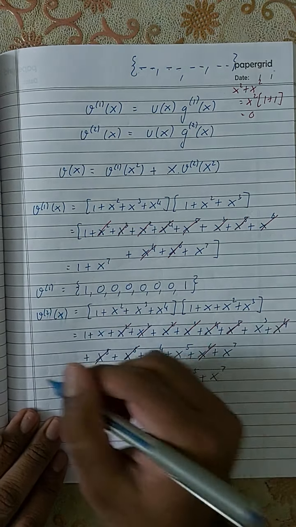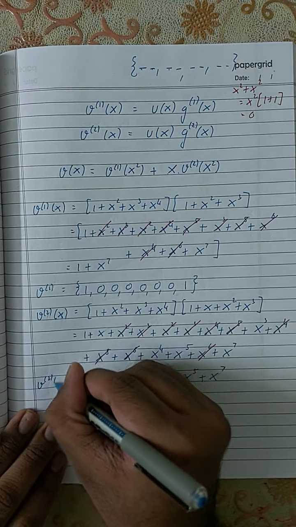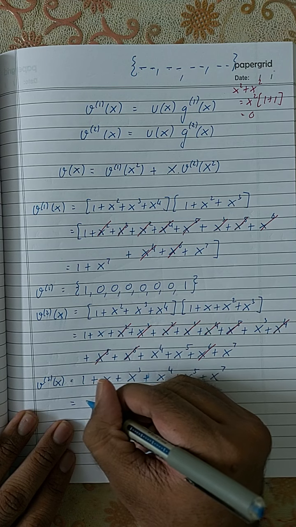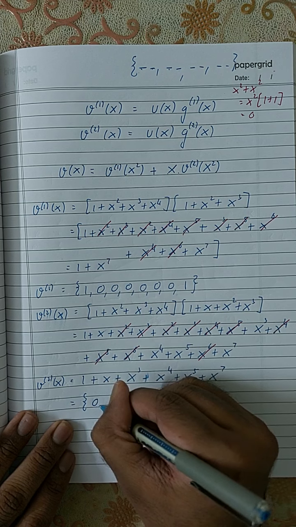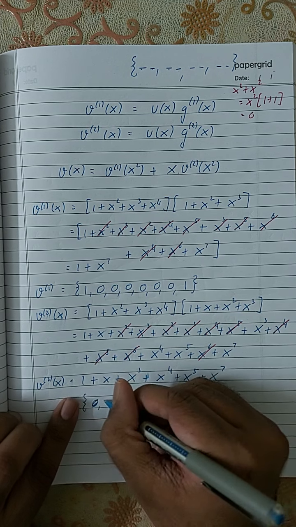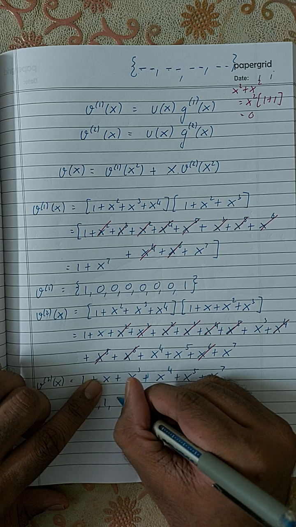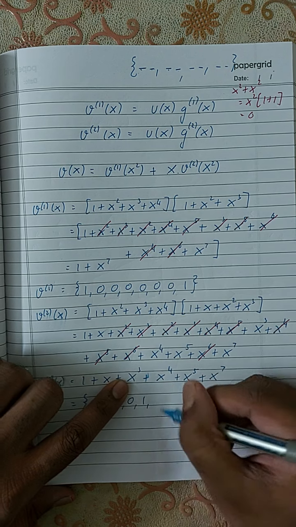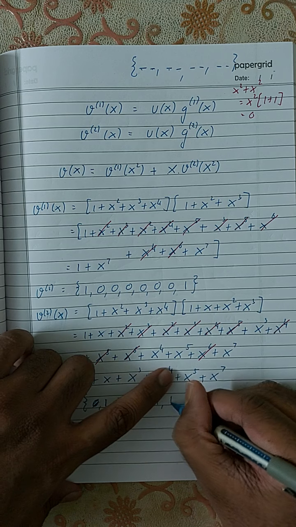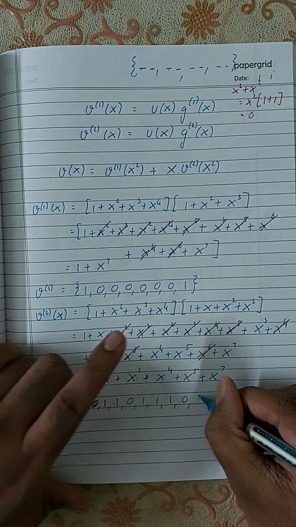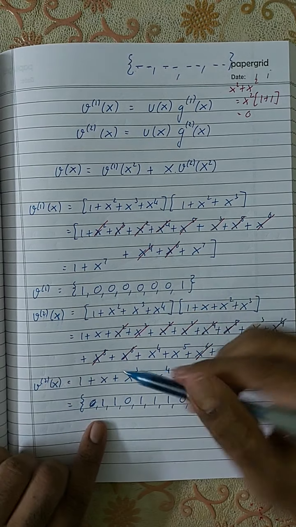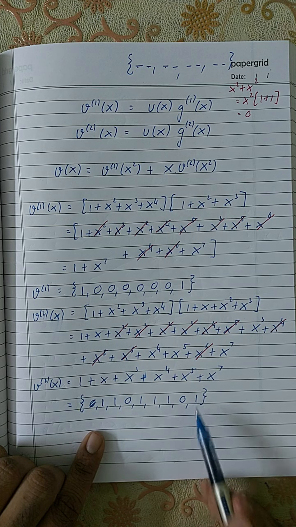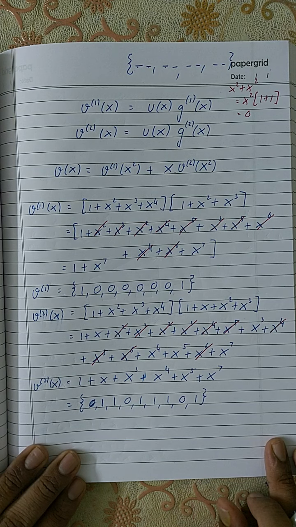This is the value of v of 2 of x, or in other words, this can also be written as, let me see, no sorry, this is 1, right? So 1 comma 1 comma 0 comma 1 comma 1 comma 1 comma 0 comma 1. Positions 0, 1, 2, 3, 4, 5, 6, 7. This is the value of v of 2 of x.